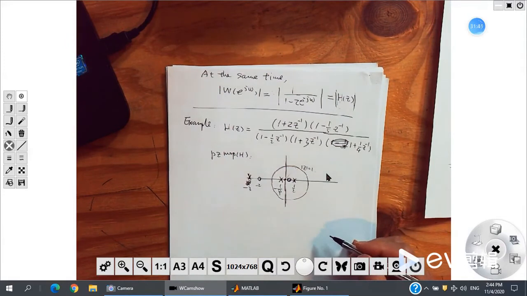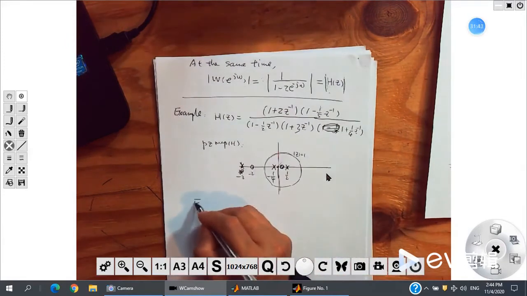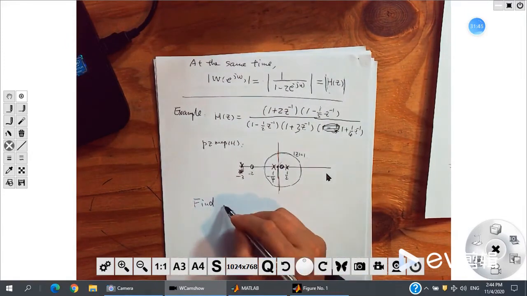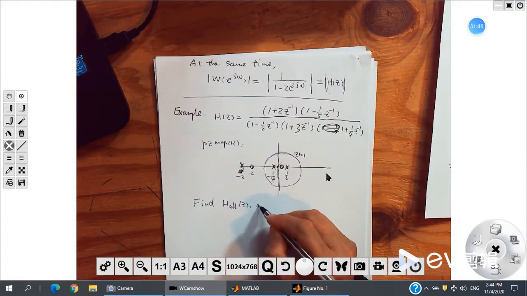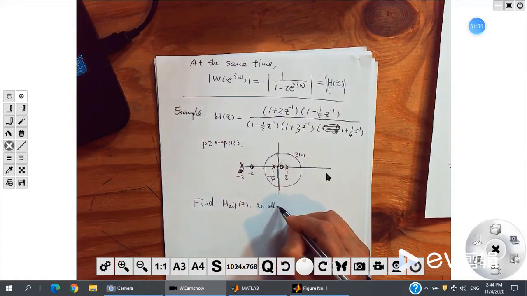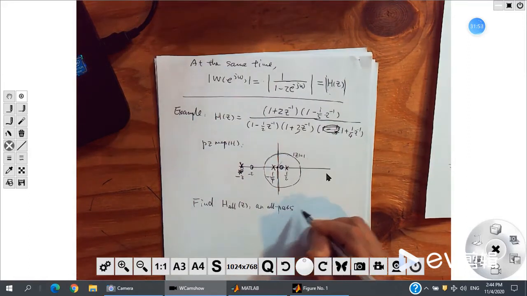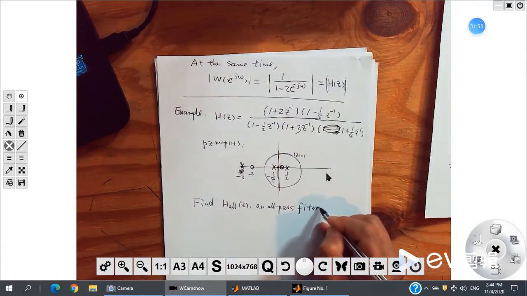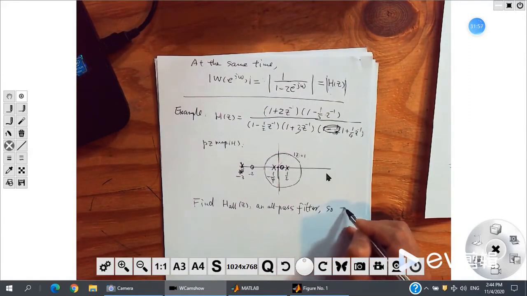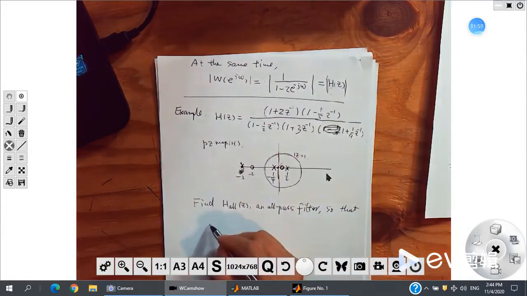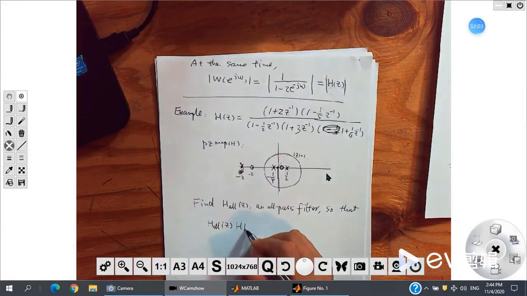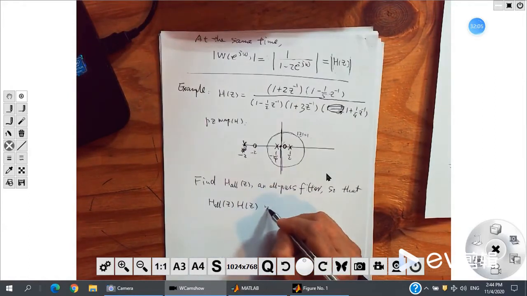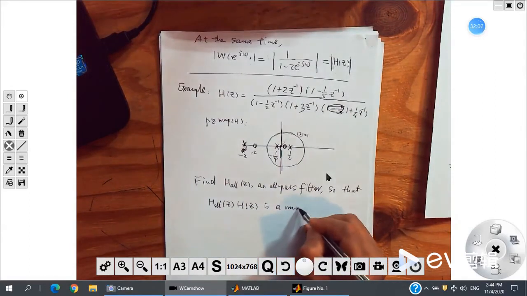Then we want to find H_A of z, an all-pass filter, so that H_A times this H of z is a minimal phase system.